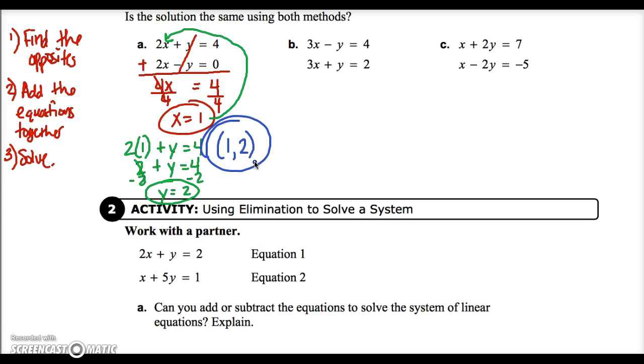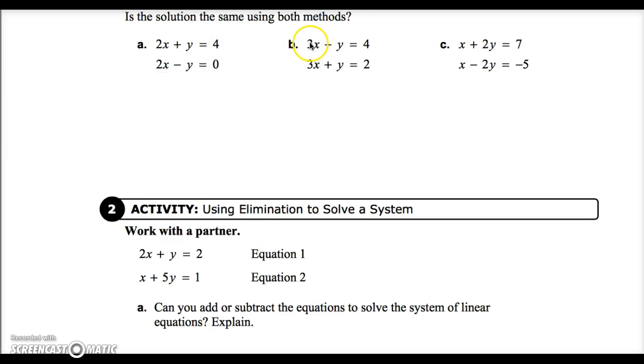And we're just going to do some practice with these. The more practice you do, the easier they will get and the more comfortable you'll get with them. So let's move over here to part B. Again, we have our opposites, negative y, positive y. So all we need to do is add these two together. 3x plus 3x is 6x. Negative y plus y cancels, equals 4 plus 2 is 6. And to get that x by itself, we have to divide by 6. So x equals 1.